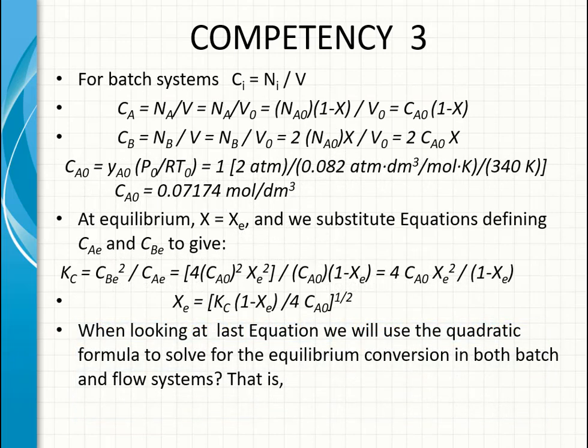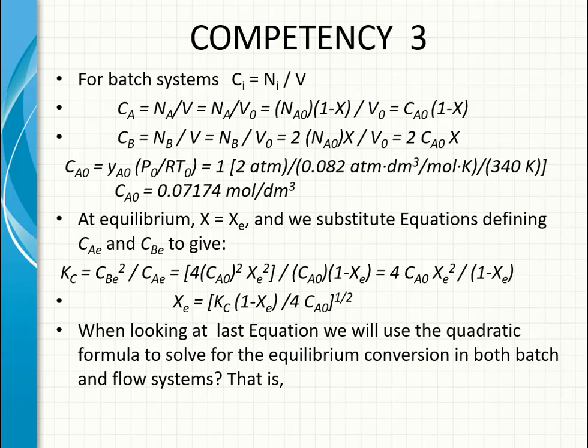Now, with these expressions, for a batch system, we have that the concentration of A is equal to Na divided by the volume V, but the volume is constant, so it's equal to Na divided by V0, and Na is equal to Na0 times 1 minus X divided by V0. Na0 divided by V0 is Ca0, so we will have Ca0 times 1 minus X. And the concentration of B is going to be 2 Ca0 times X.